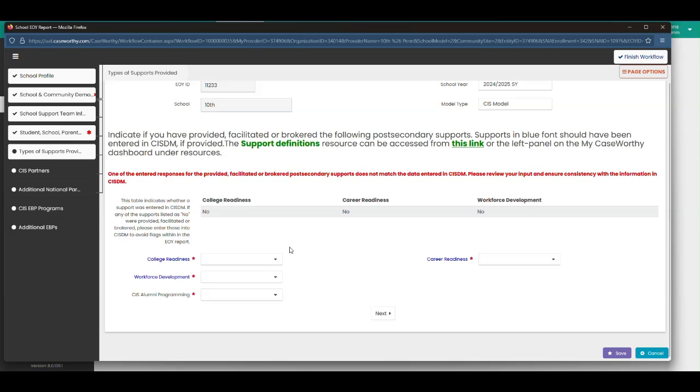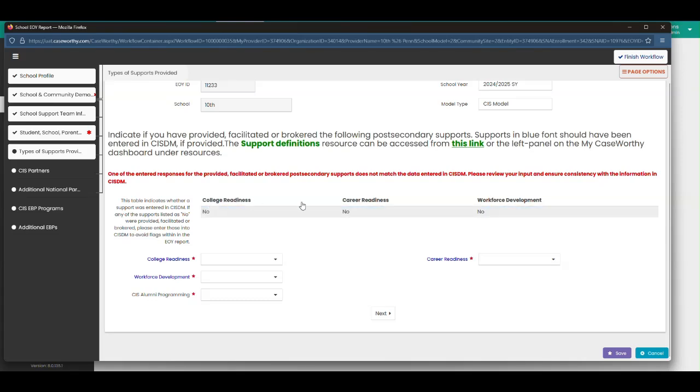So to facilitate that, we have this little table, and this table tells us, looking at our existing SysDem data, have there been supports entered that match these 3 categories: college readiness, career readiness, and workforce development. So at an elementary school, not surprising that there's no.